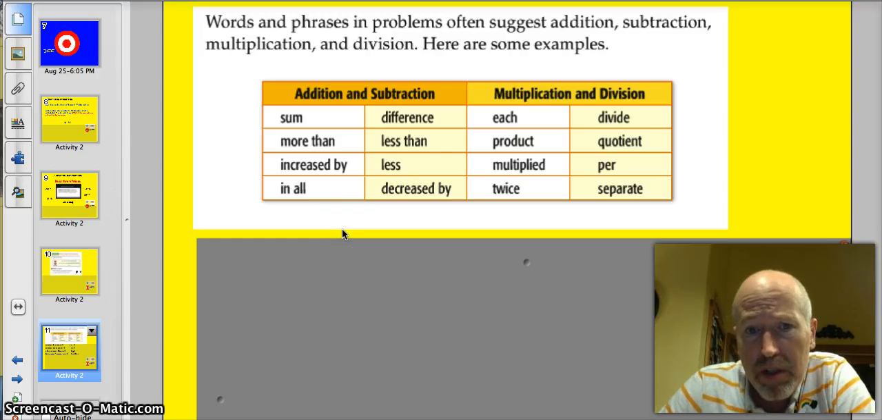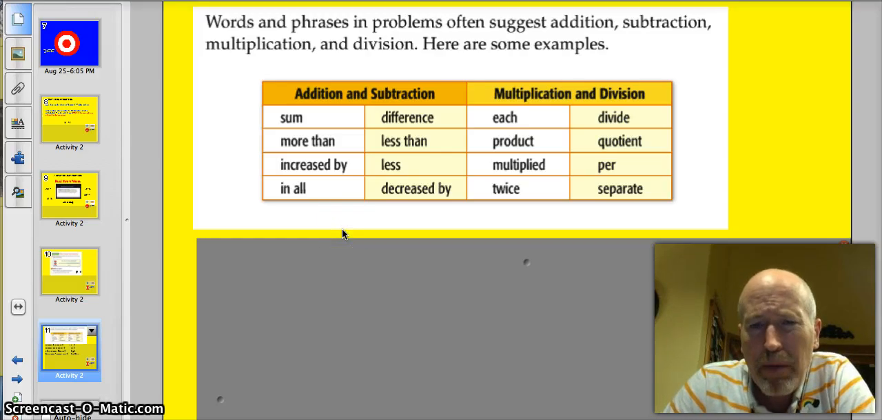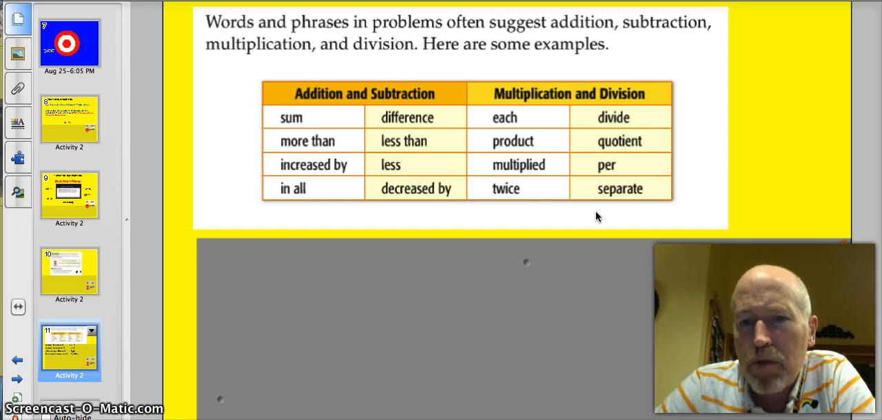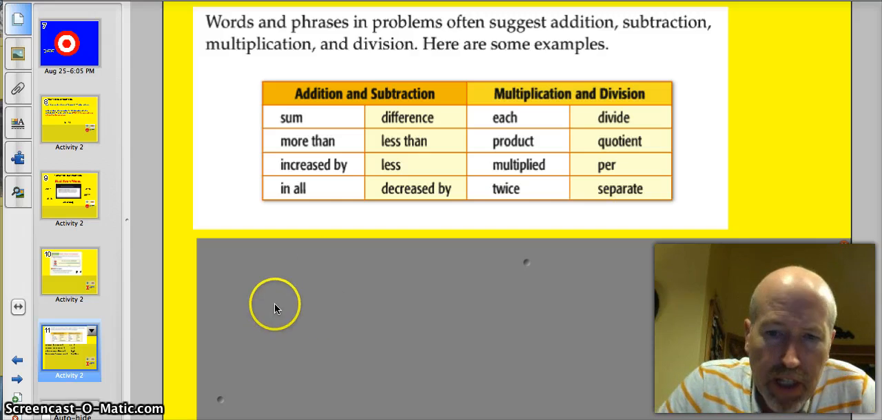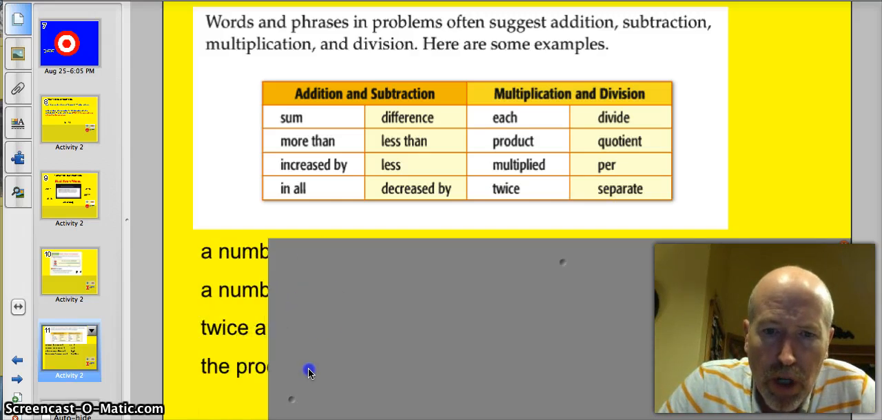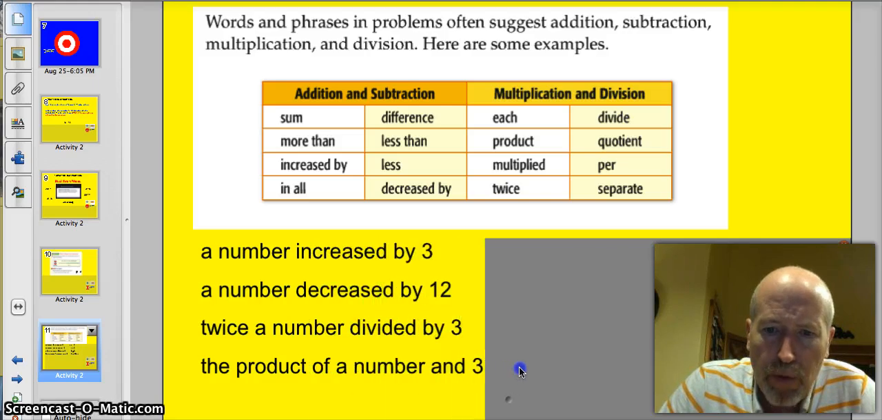The sum, difference, more than. I'm going to point out some really popular ones. Increased by, less than, decreased by, multiplied, twice, divided by. I think these are the most commonly used ones. I'm going to slide this across here and give you the chance to try a few on your own.